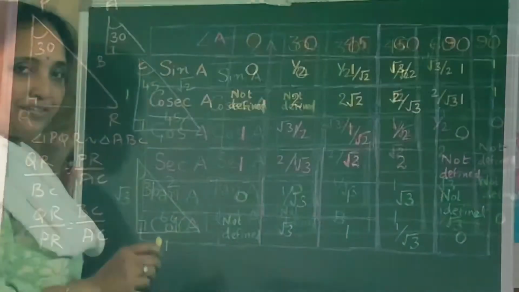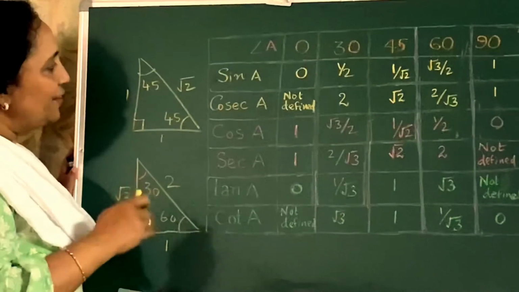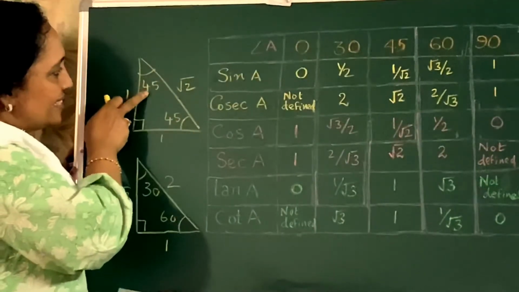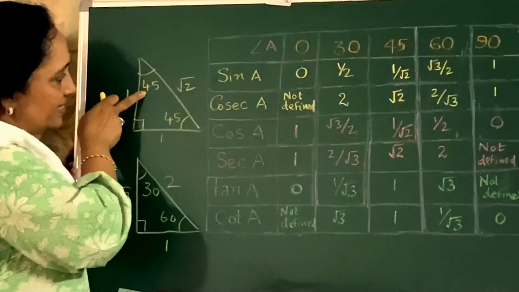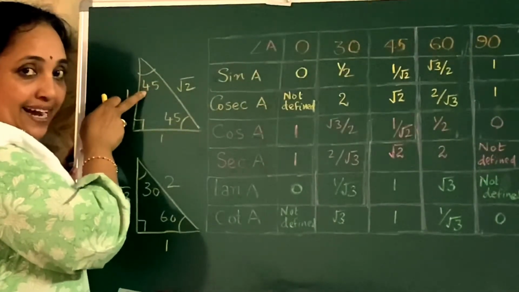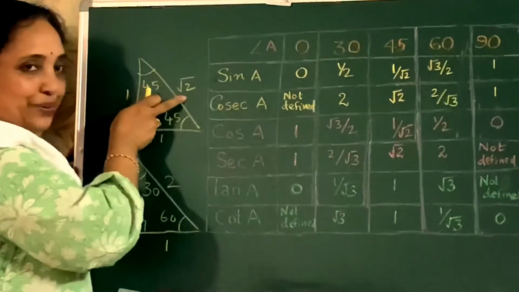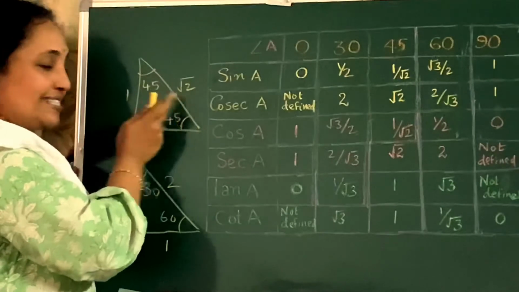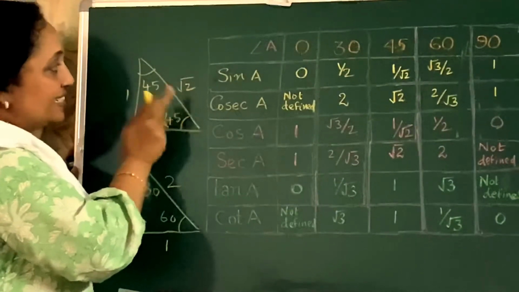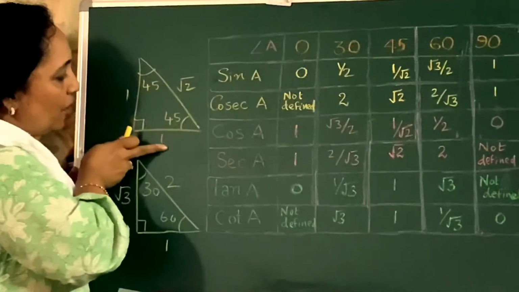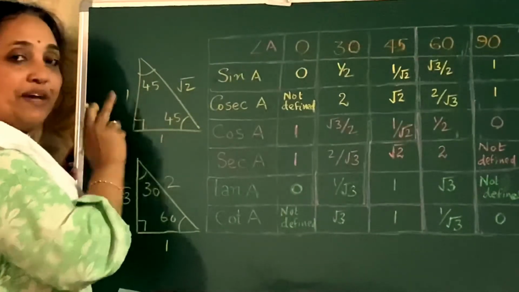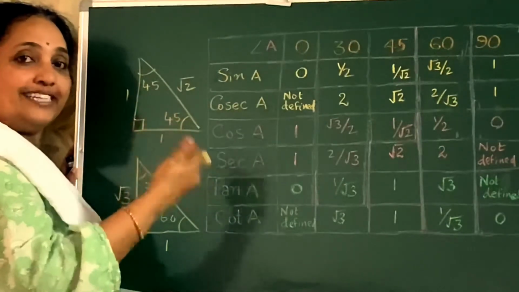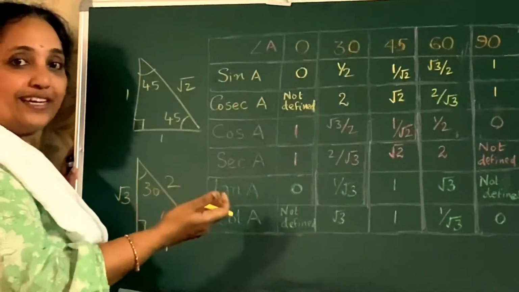Okay, if you take two triangles like this, then you will easily get these values. Please look here. Sine 45. Sine is opposite side by hypotenuse, that is 1 by root 2. Cos 45, that is adjacent side by hypotenuse, that is 1 by root 2. Tan 45, that is opposite by adjacent, that is 1 by 1, that is 1. Then if you get sine, cos and tan, you will get cosec, sec and cot easily.